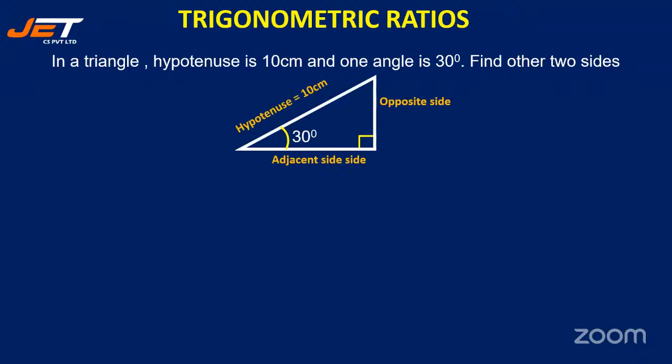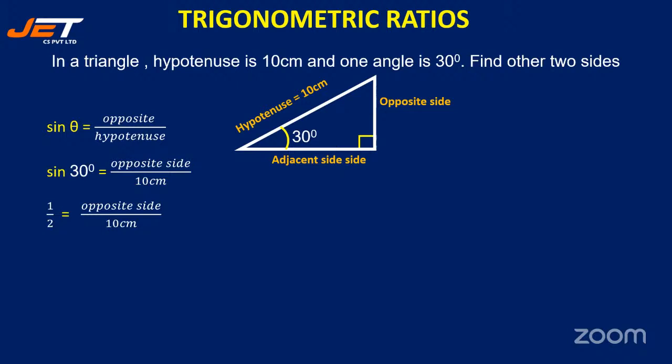All right. Good evening to all who have just joined. In a triangle, the hypotenuse is 10 centimeter and one angle is 30 degrees. Find the other two sides. So sine theta is opposite side by hypotenuse. So you take sine 30. Sine 30 is half. Therefore, the opposite side is 10 by 2, which is 5 centimeter. All right. So sums of similar types can be easily done provided you are thorough with all the values.